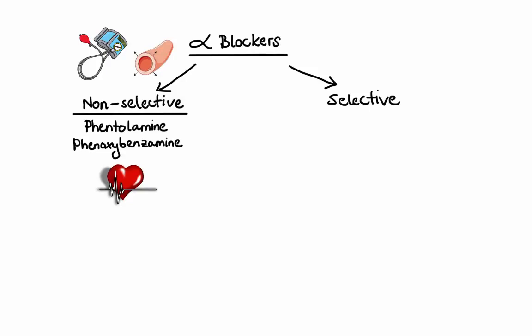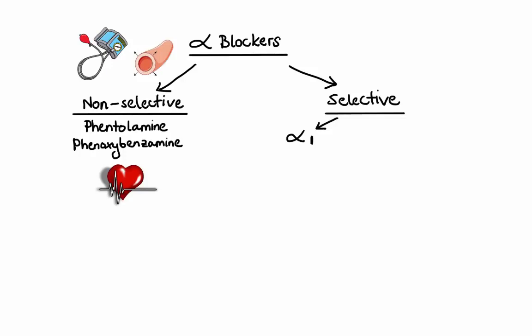Now, the main difference between these two drugs is that phenoxybenzamine is an irreversible antagonist, and the only way the body can overcome its effects is by making new adrenergic receptors, which takes about 24 hours or so. On the other hand, phentolamine is a reversible antagonist, and that's why its effects last only about 4 hours or so. Now, let's move on to selective alpha blockers, and let's discuss alpha-1 blockers first.